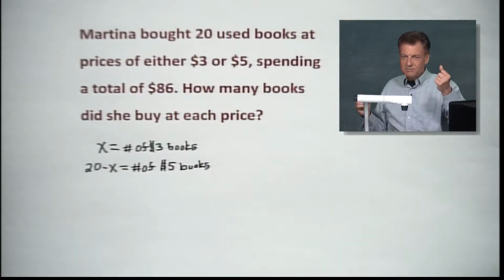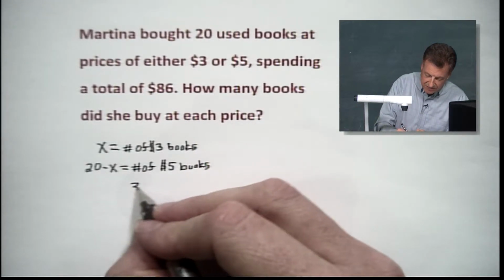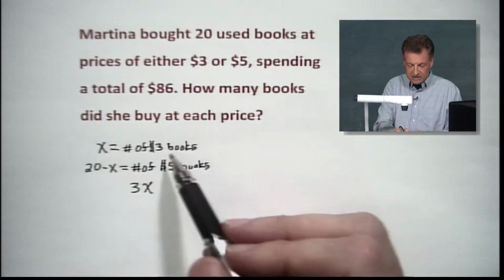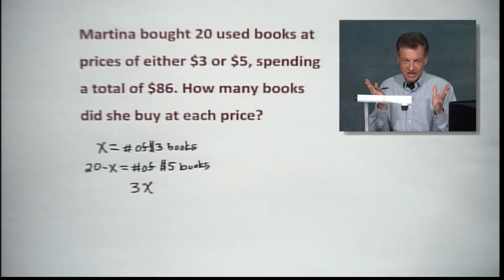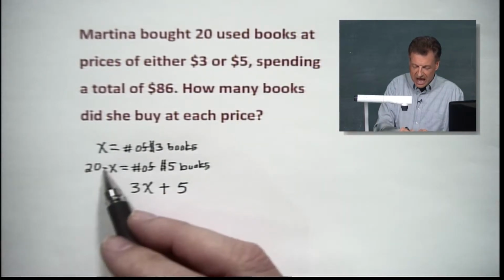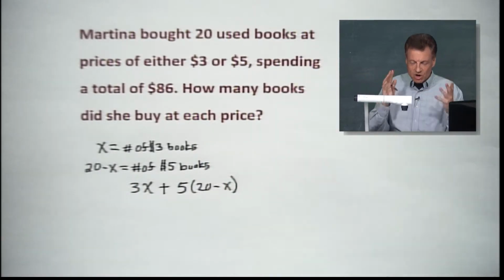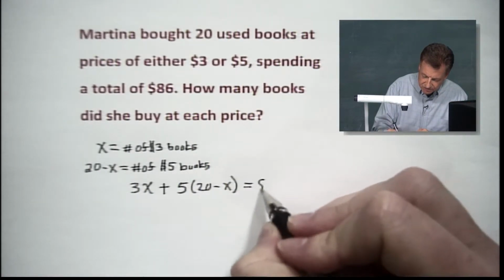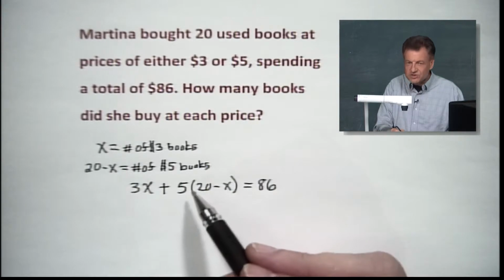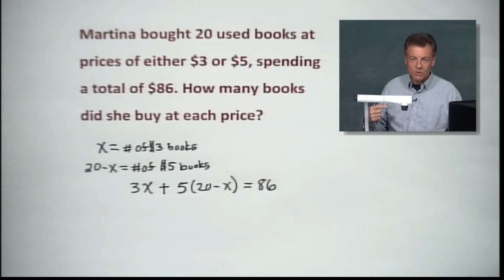Now keep in mind, the value of the book is very important. The amount of money that Martina put down for the $3 books was 3 times that x. In other words, if she bought 10, she multiplied it by 3. That's her cost. The next piece is she did $5 for these other books, so 5 times 20 minus x. And when she got through her spending spree, she was up to $86. Does that make sense? Cost of your $3 books plus cost of your $5 books gives you $86. That's the logical process we want to go through.